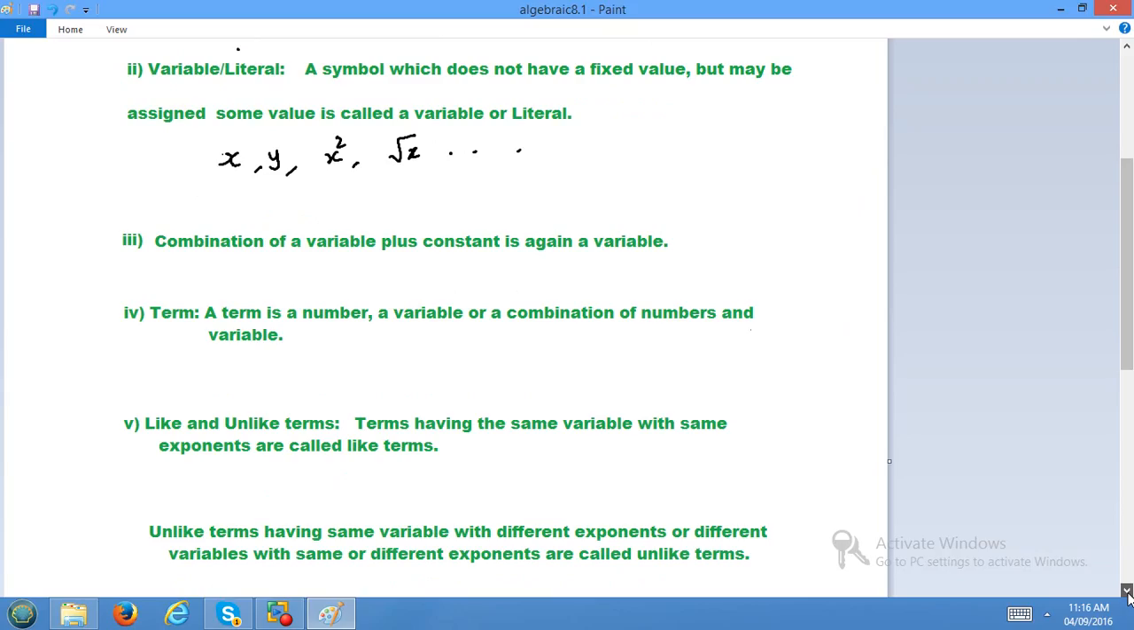Next we will see the combination of a variable plus a constant. If you combine x, a variable, plus some constant, x plus 1, then x plus 1 is a variable because x is a variable. For example, x equal to 2 means the expression will become 3, x equal to 3 means this will become 4, like that. So we say it's a variable.